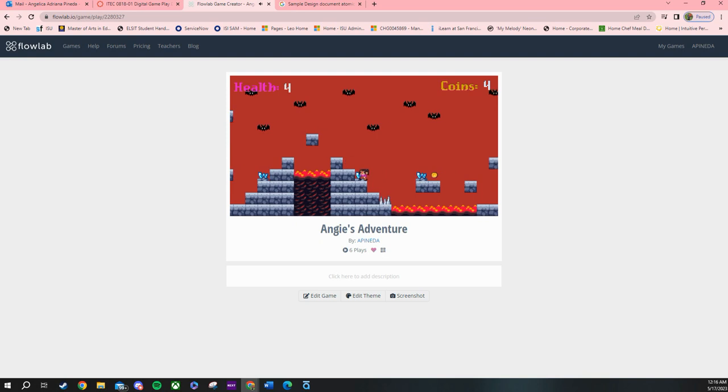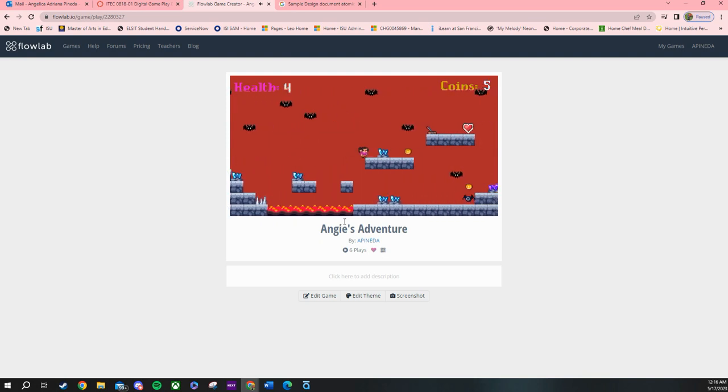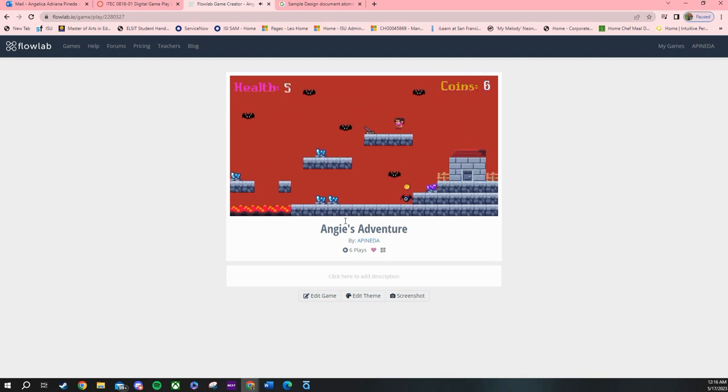But I also would say that this is a power-up. Not that Angie will have any special powers when she grabs the hearts, but she does add health when she grabs the hearts. So again, those are going to be very important.